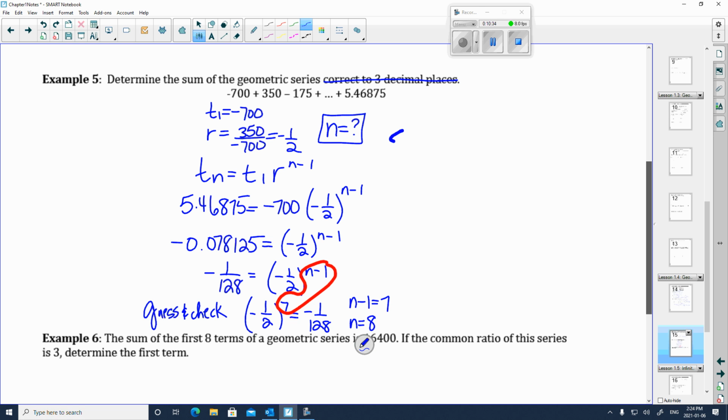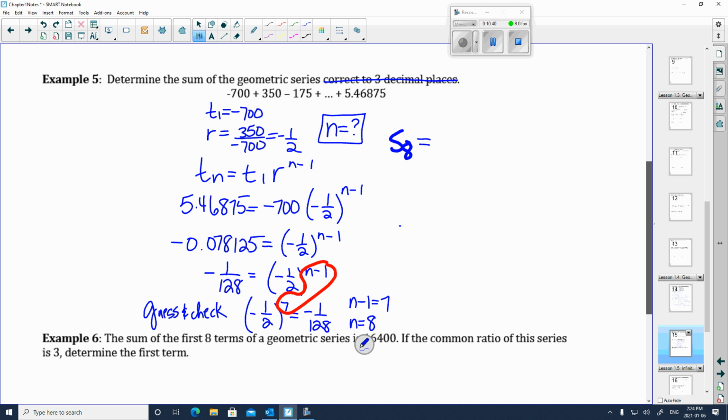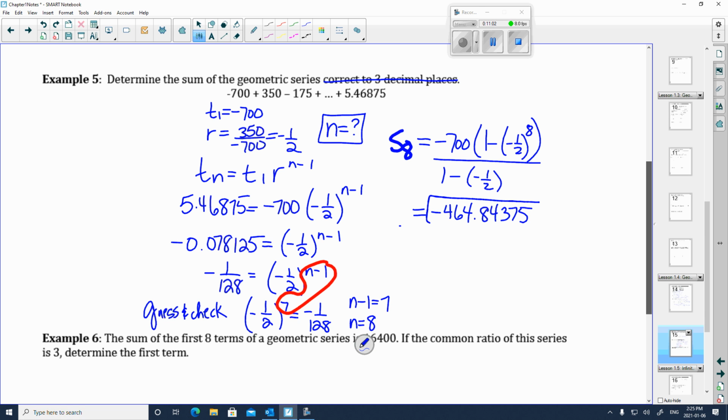All right, so now I'm going to find S8. That is negative 700 times 1 subtract negative 1/2 to the power 8, divided by 1 minus negative 1/2. And if I push that in, I get negative 464.84375, which is what I'm saying: it's not correct to 3 decimal places. I'm going to do the exact value of this.